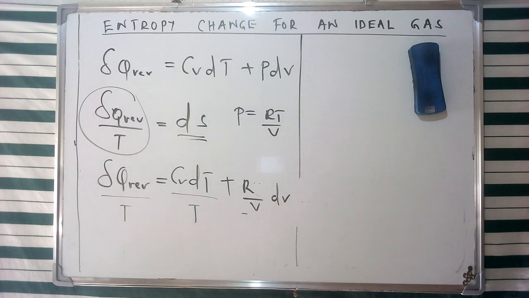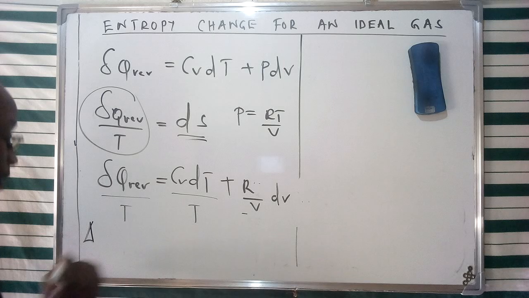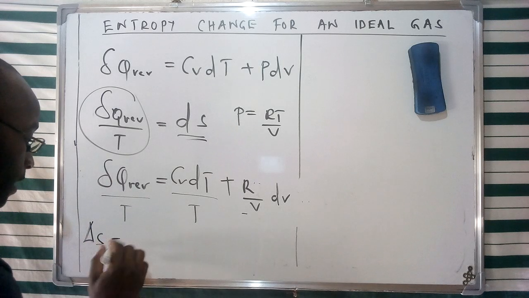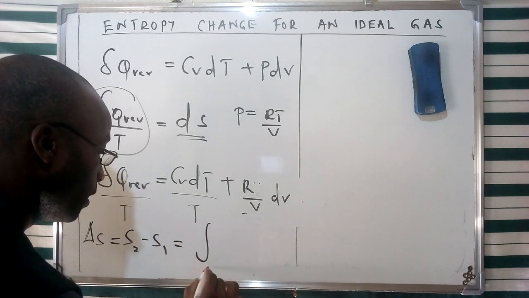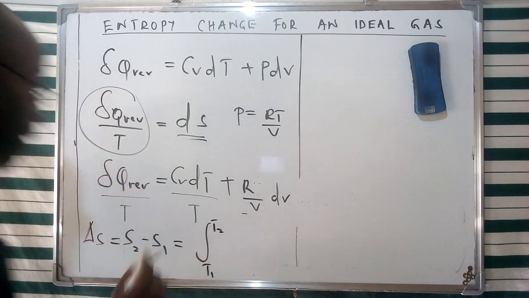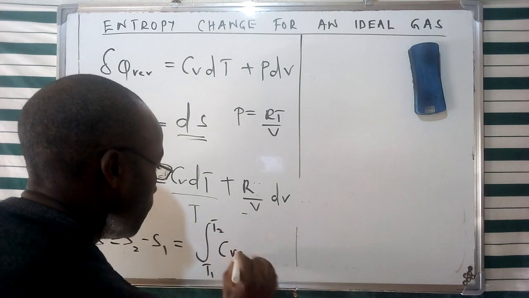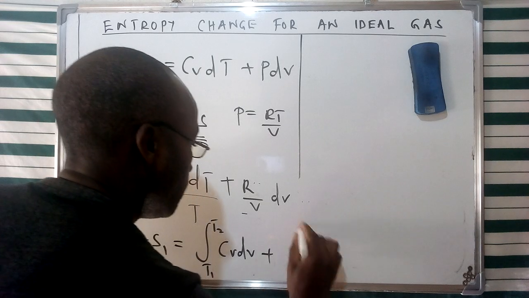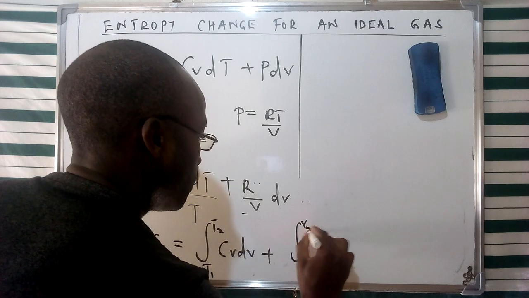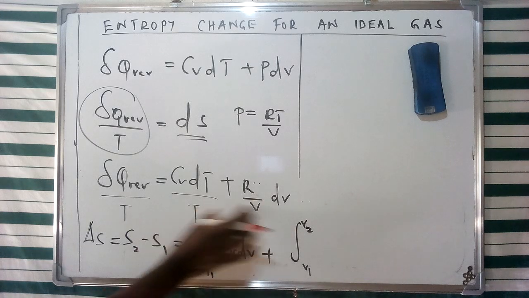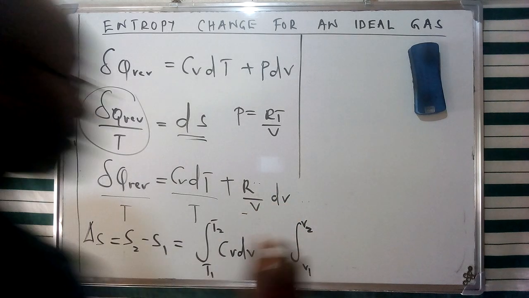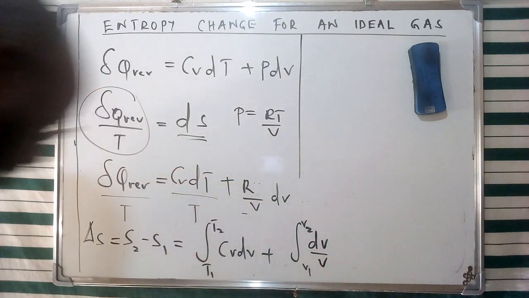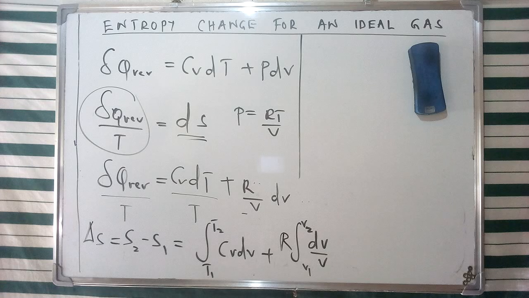give an integral form of this last equation that we have, whereby the change in entropy is given as S2 minus S1, which is going to be equivalent to the integral between T1 and T2 of Cv dT over T, plus the integral between V1 and V2. This second part is going to involve the change in temperature and the change in volume: dT over T is the change in temperature, and dV over V is the change in volume. So that is going to involve dV over V, whereby R is a constant, so I'm going to take it out.